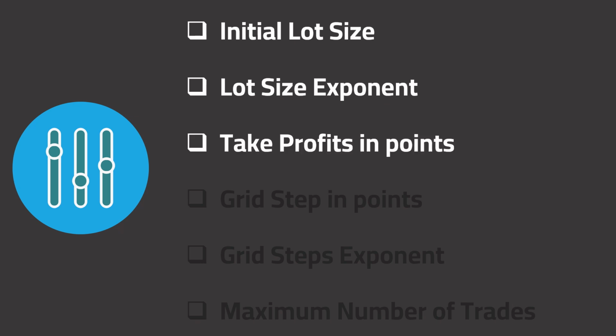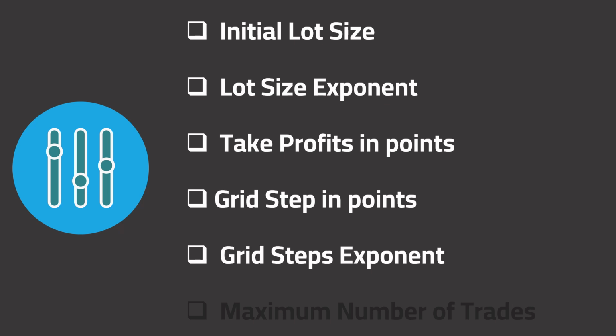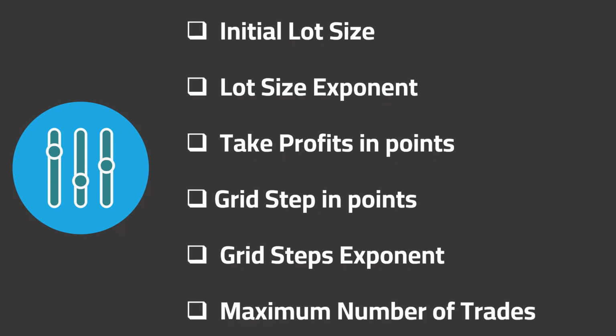Third, take profits in points. It determines the number of profit points for all open trades. Fourth, grid step in points. It is the distance between orders on the grid. Fifth, grid steps exponent. It determines the amount of increase in the distance between orders along the grid. Sixth, maximum number of trades. It determines the maximum number of open positions within the grid.